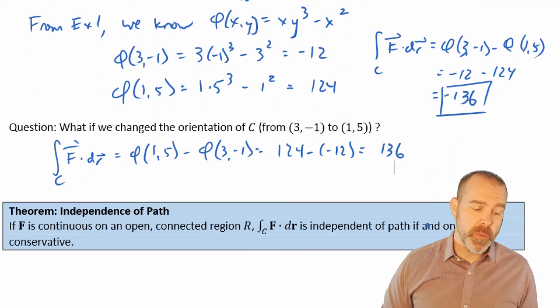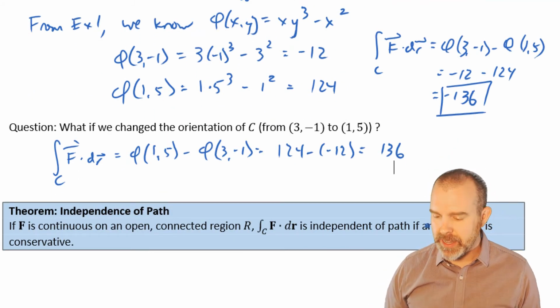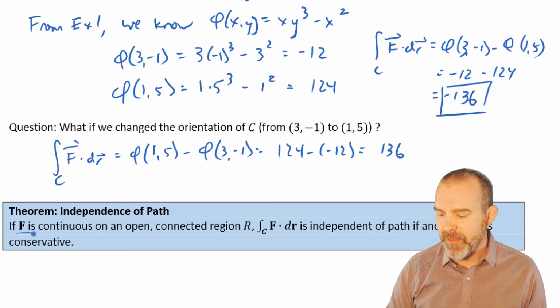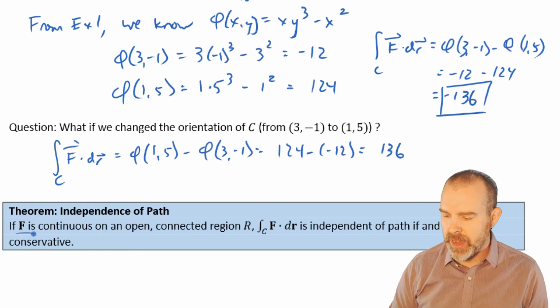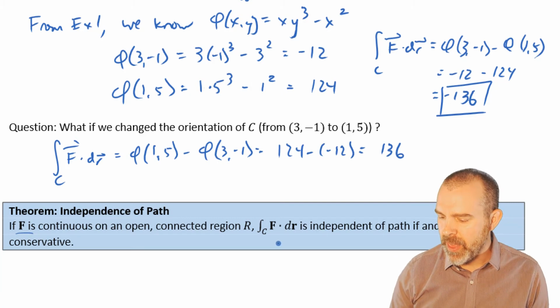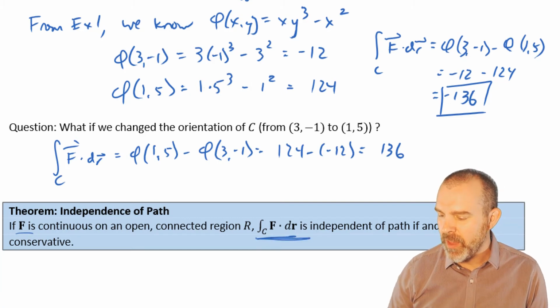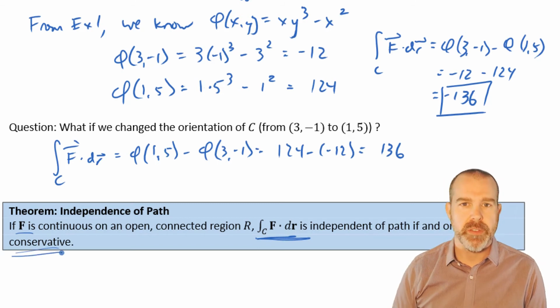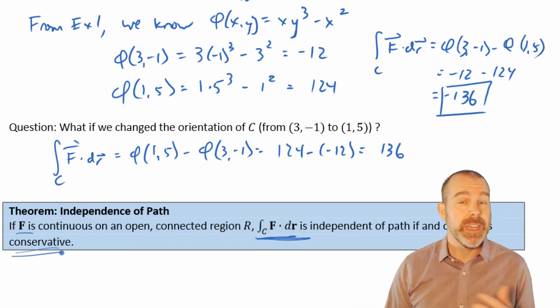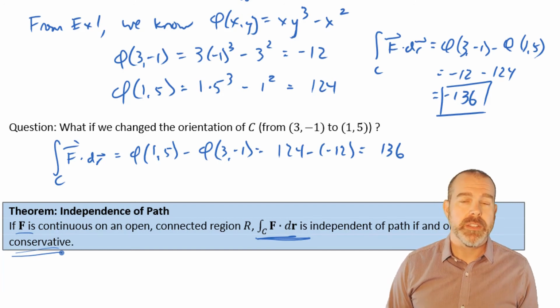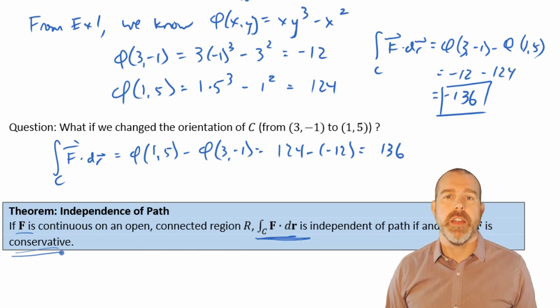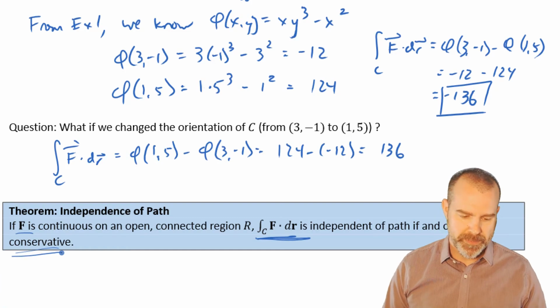All right, here's another theorem. We're not going to prove this. We're just going to state this. If your field F is continuous on an open connected region R, then the line integral is independent of path if and only if the field F is conservative. So if it's conservative, it will be independent of path. And if it turns out that your line integral doesn't depend on the path, then the field must be conservative.